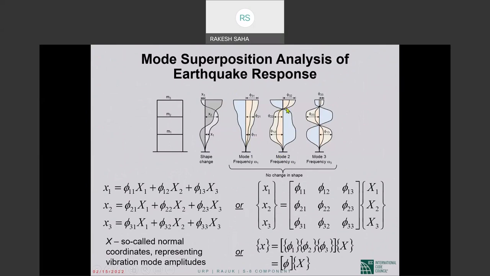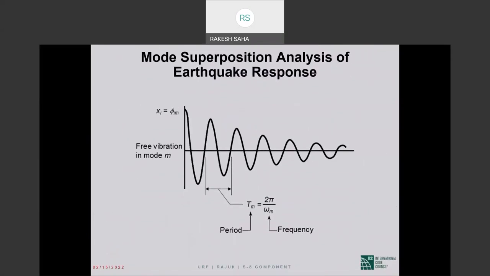In the second mode, there is one crossing of the zero axis. So at the top, the masses are moving opposite to the motion of the masses in the lower portion of the structure. The third mode has two zero crossings, and so on and so forth. If we have 100 modes, the 100th mode will have 99 zero crossings.